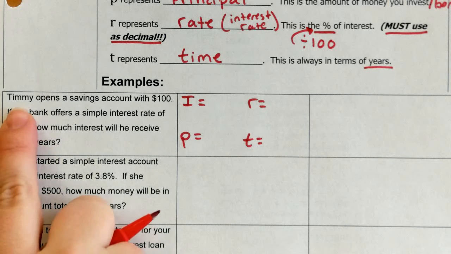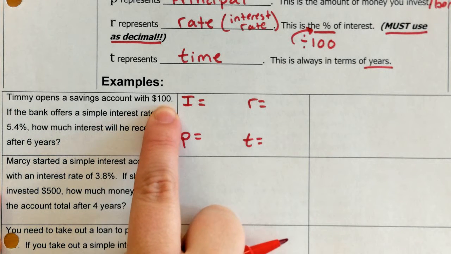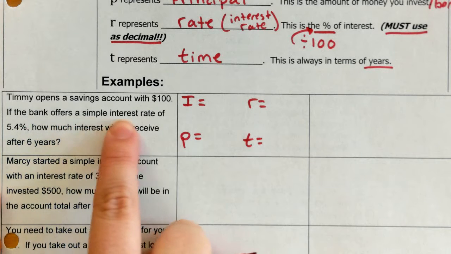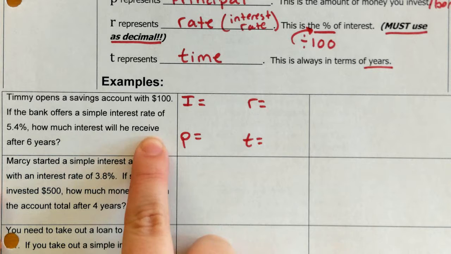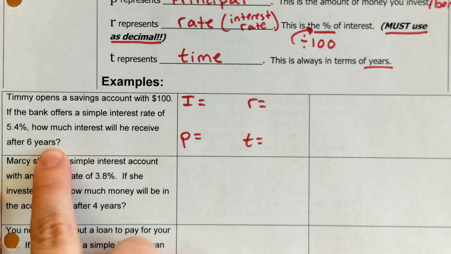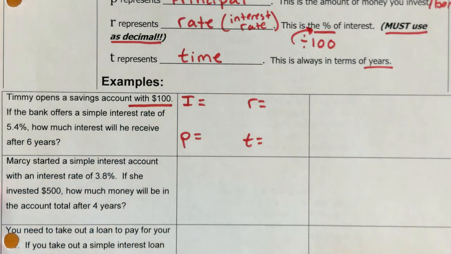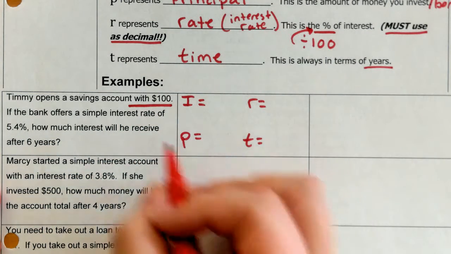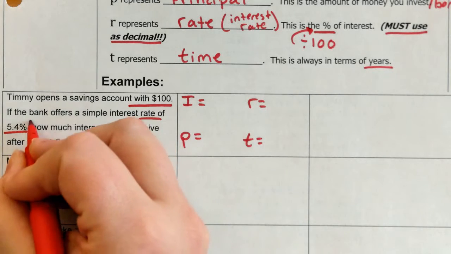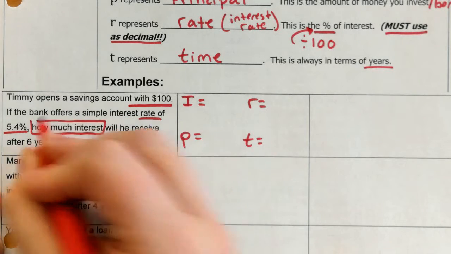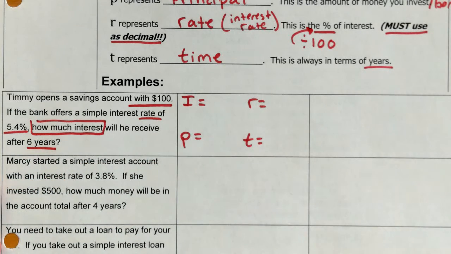So let's look at this first example. Timmy opens a savings account with $100. If the bank offers a simple interest rate of 5.4%, how much interest will he receive after 6 years? Okay. He opens the account with $100. They offer him a rate of 5.4%. They want to know how much interest will he receive after 6 years.